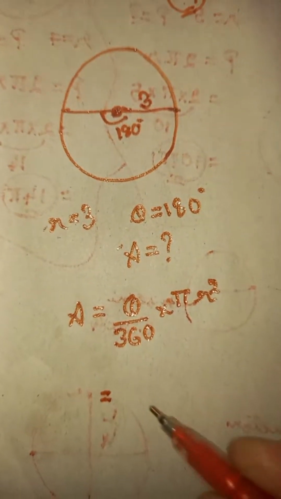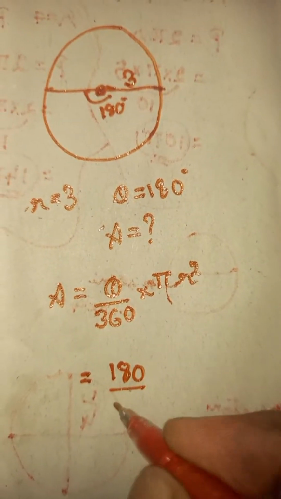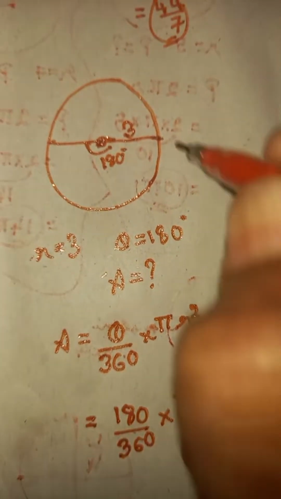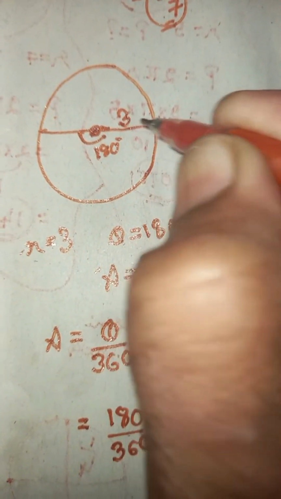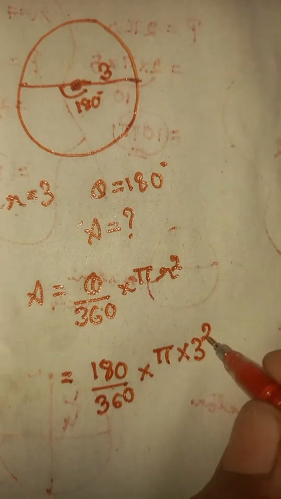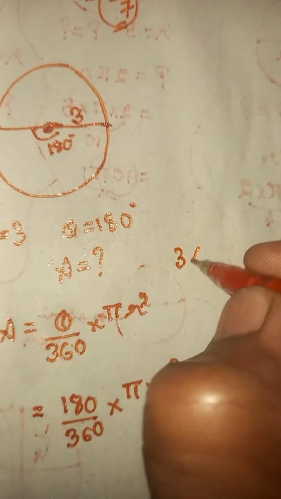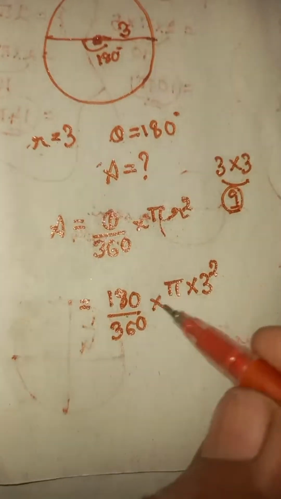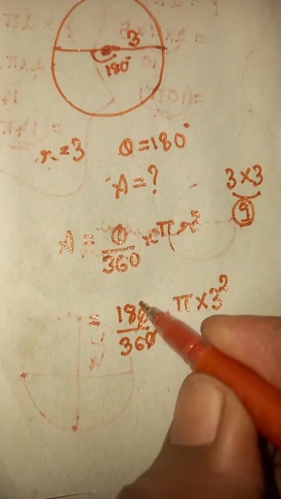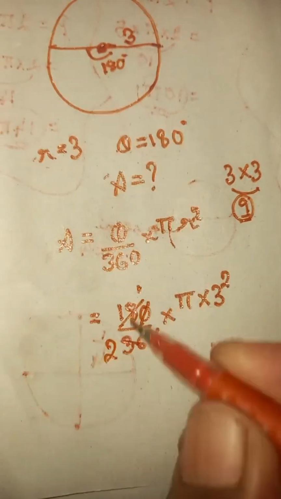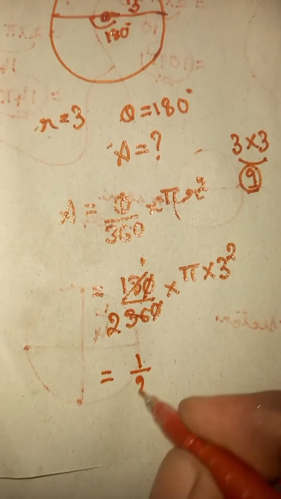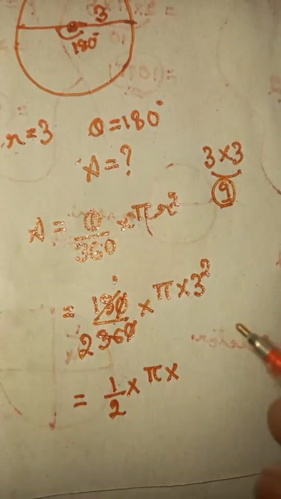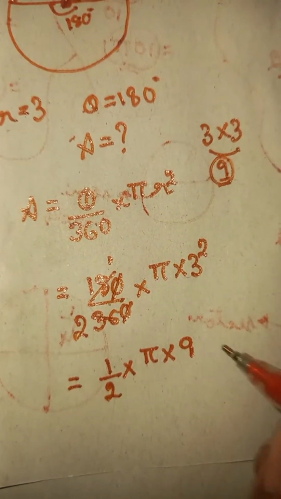Here theta is 180 degrees, so it is 180 by 360 times pi times radius. Here radius is 3 units, so it is 3 square. 3 square means 3 times 3, which is going to become equal to 9. So you can cancel 0 with 0, 18 one times, 18 two times is 36. It becomes half times pi times 3 times 3 is 9. So 3 square is going to become 9.